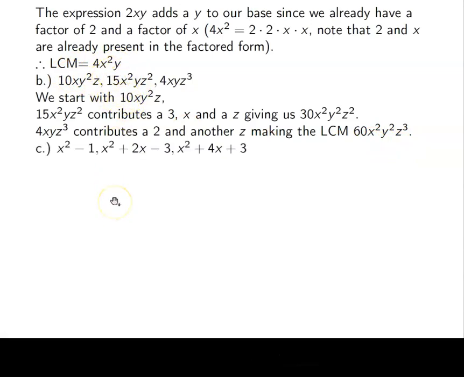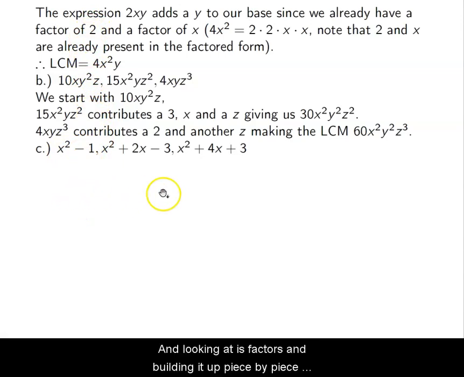Okay. Now when we have something like this, this is a little bit different. When we have 3 polynomials, we want to utilize the method that I've been showing you through A and B already, which is taking one and looking at its factors and building it up piece by piece.